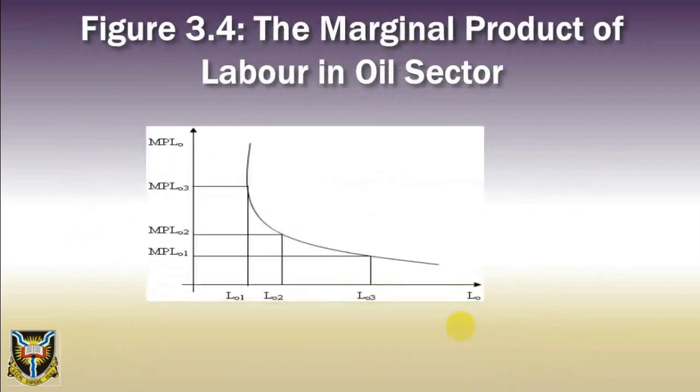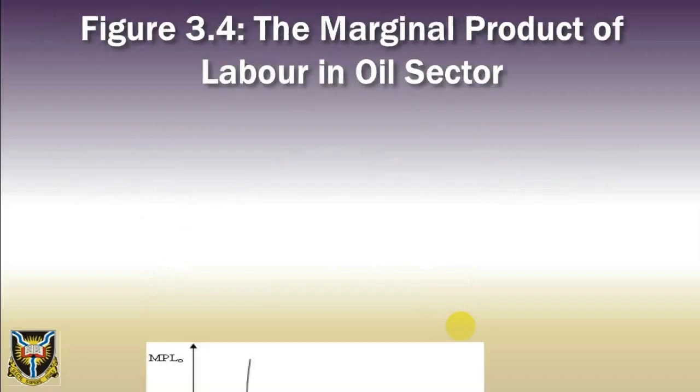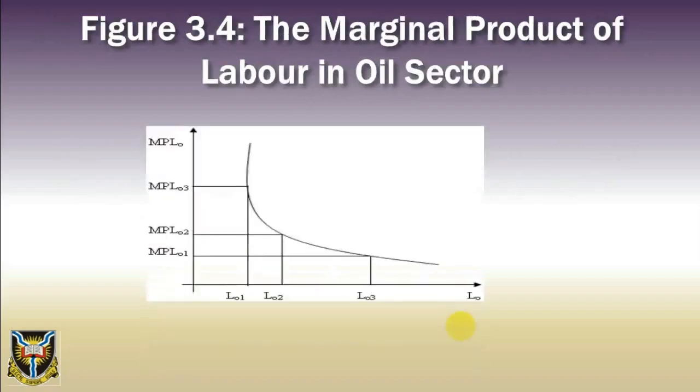Also, the same explanation is given for both, only that while figures 3.1 and 3.2 explain the properties of the production function in the agricultural sector, those of figures 3.3 and 3.4 explain the properties of the production function in the oil sector.